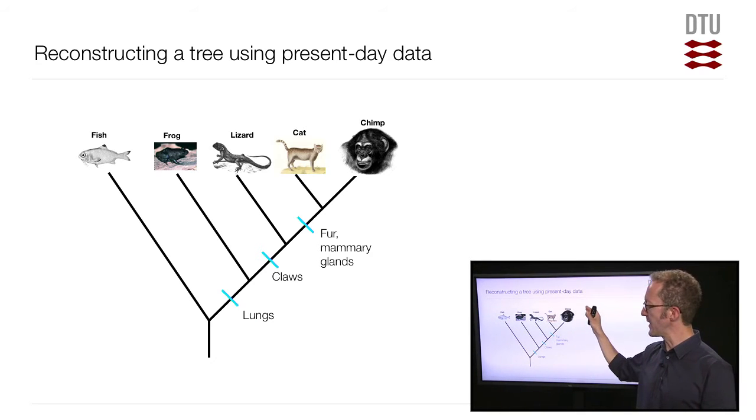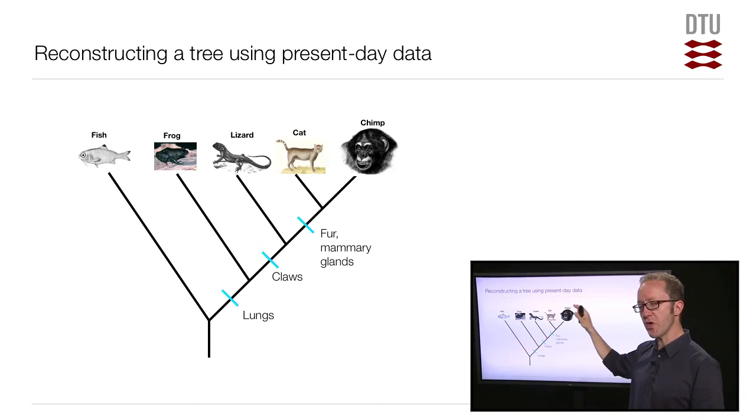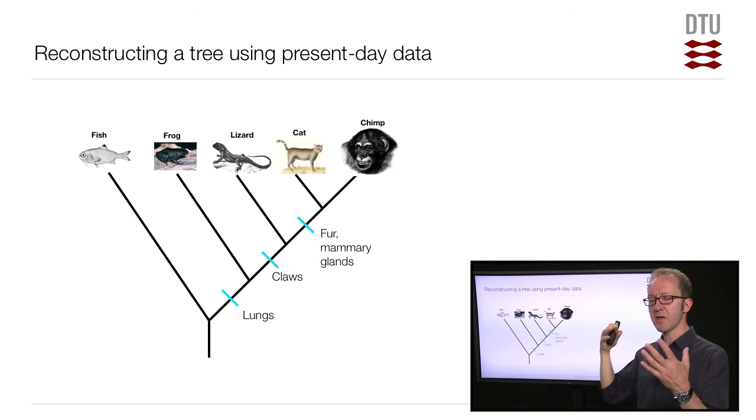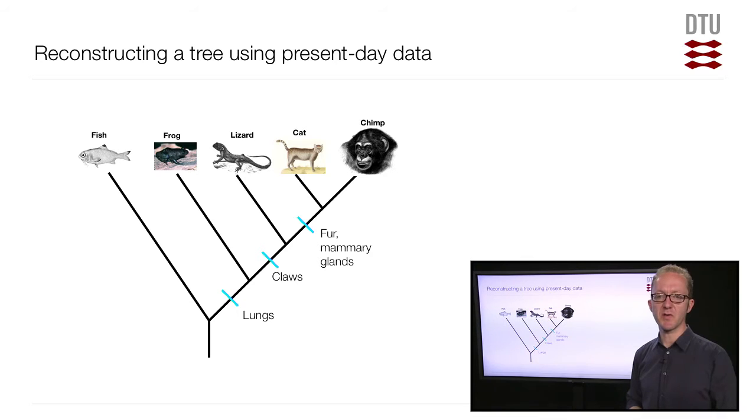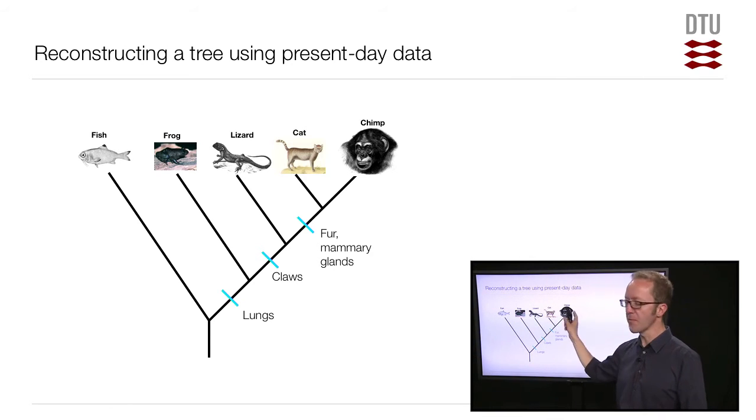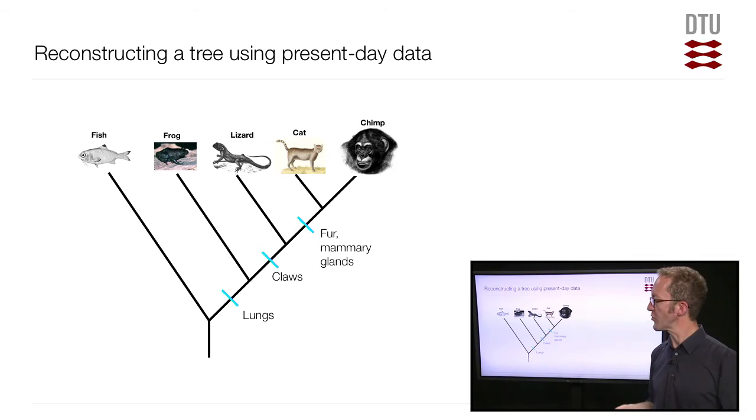But really, the idea is always the same. We try to group animals that share the largest number of these so-called derived traits. This is the idea. This is how you can use present-day data to reconstruct a phylogenetic tree.